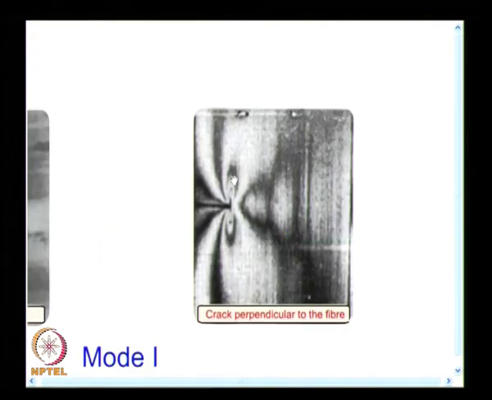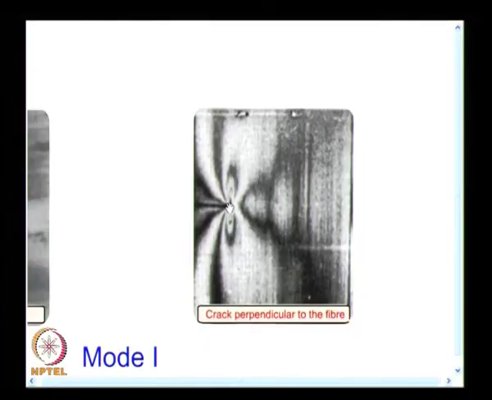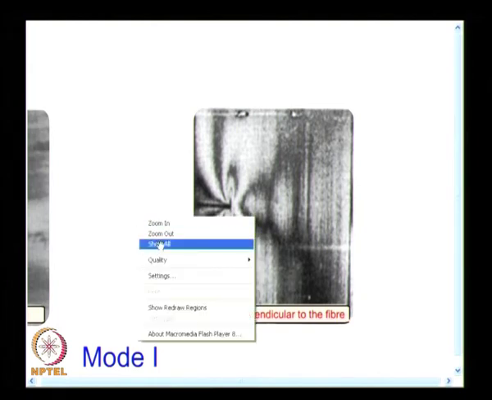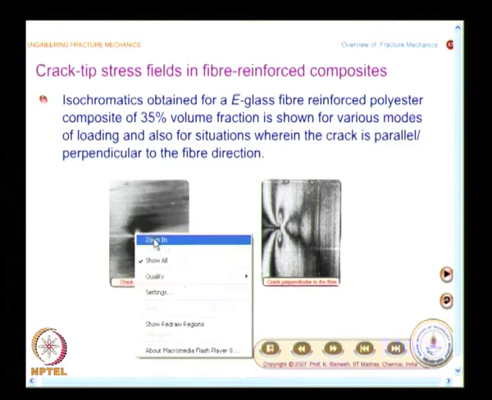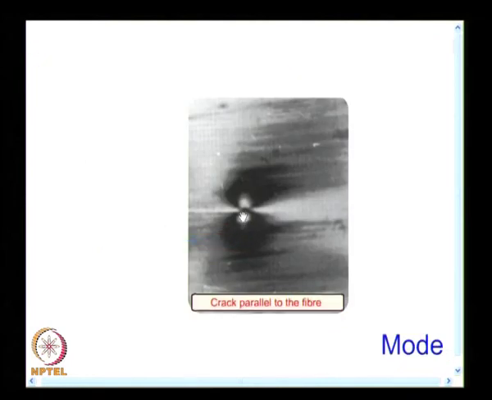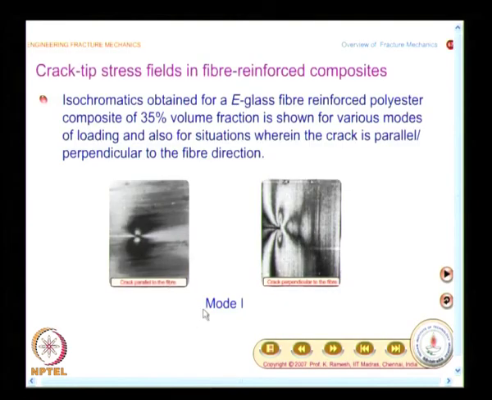See, the fringes are stretched in the fiber direction, and obviously when you have a crack, the crack will not propagate straight, but it will propagate along the fiber. And you could also see how the crack looks when the crack is parallel to the fiber. The fringe patterns are like this, and these were obtained for the first time in the literature for composites. You do not find these kinds of fringe patterns other than our results for a 35% volume fraction.